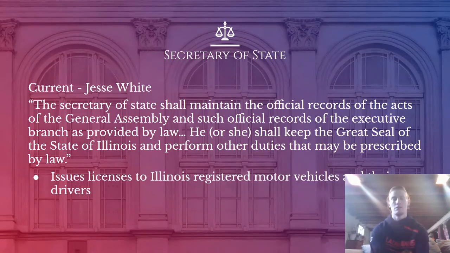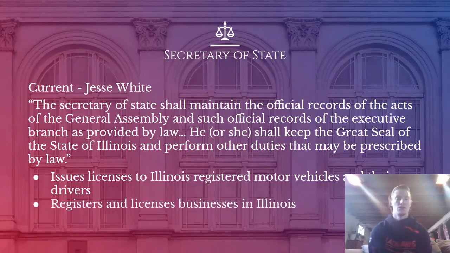And some, not all, but some specifics that you're aware of, I'm sure, but maybe not really understood why his name's on it. On your parents' and my driver's license, there's a stamp or a seal that says Illinois Secretary of State, and it has Mr. White's signature on it. So that is one duty of the Secretary of State, to issue licenses for motor vehicles and for their drivers. But it also is to register and give licenses to businesses in Illinois.